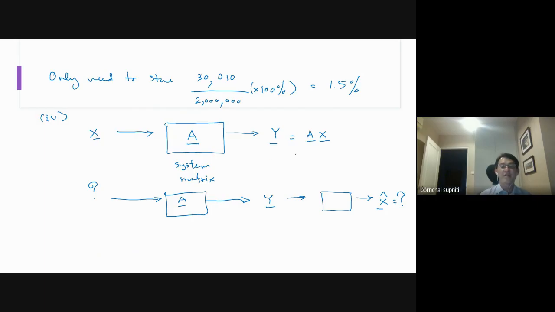So how do we find this? Because A has the dimension of m by n in general, and x has the dimension of n times 1, so we cannot find the inverse of A easily. So what we can do is, let me go to the next page, we can say that y is equal to A times x, but we cannot find an inverse of A.